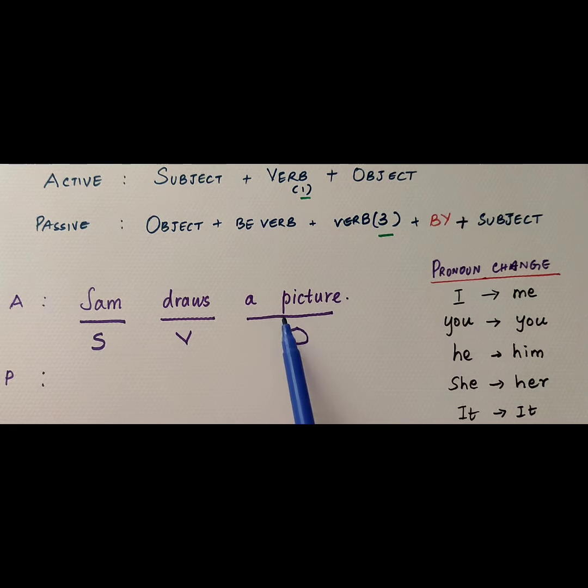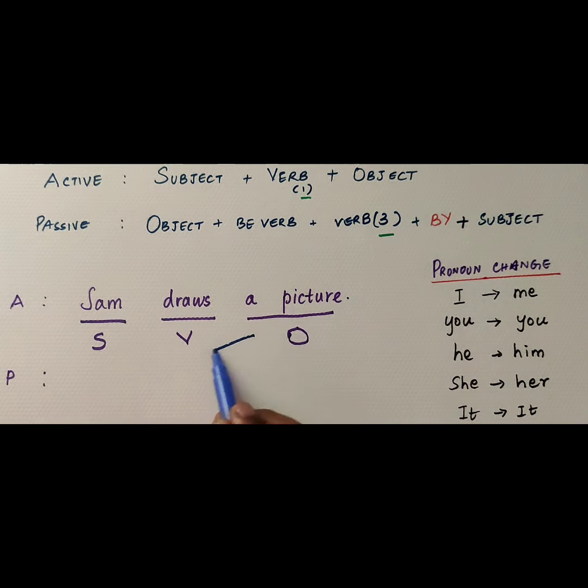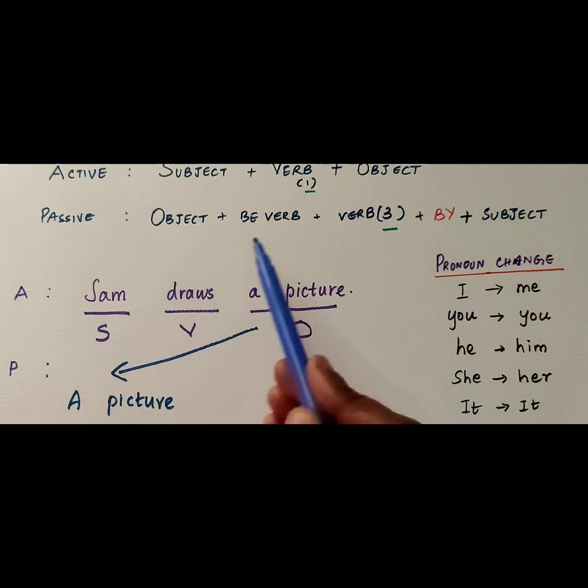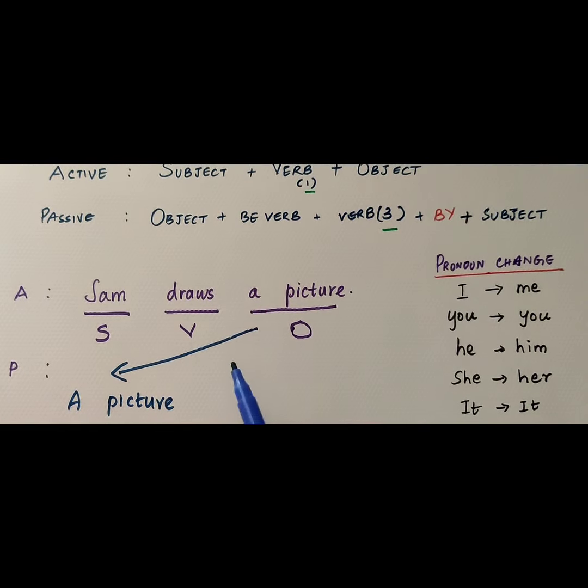In passive voice the first step is to bring the object to the beginning. Okay, in place of subject the object in the active will become the subject in the passive. So a picture, the object will come first. Next, be verb. Okay, here our verb is draws. So this is in present tense and a picture is singular.